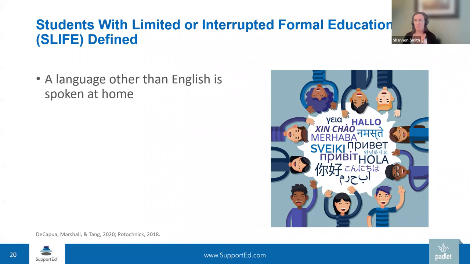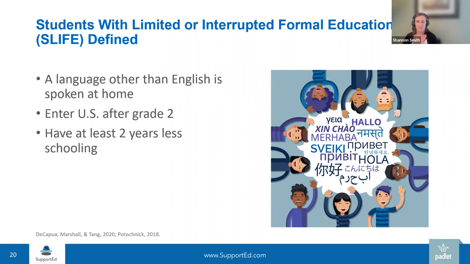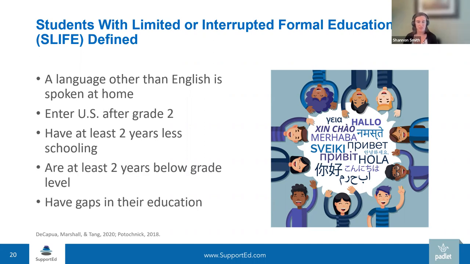SLIFE are those MLs who have a language other than English spoken at home. They enter the US after grade 2. They have at least 2 years less schooling and are at least 2 years below grade level. So they have gaps in their education.